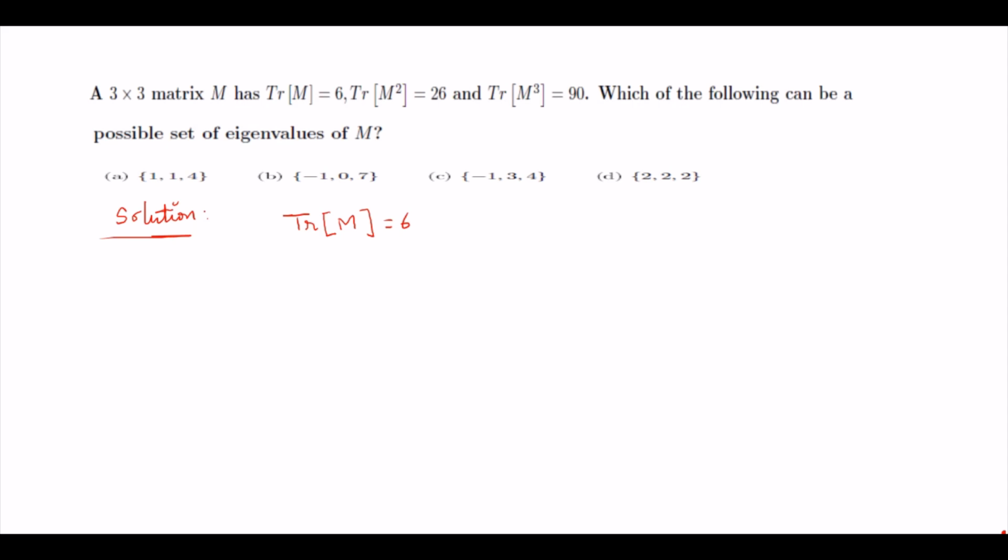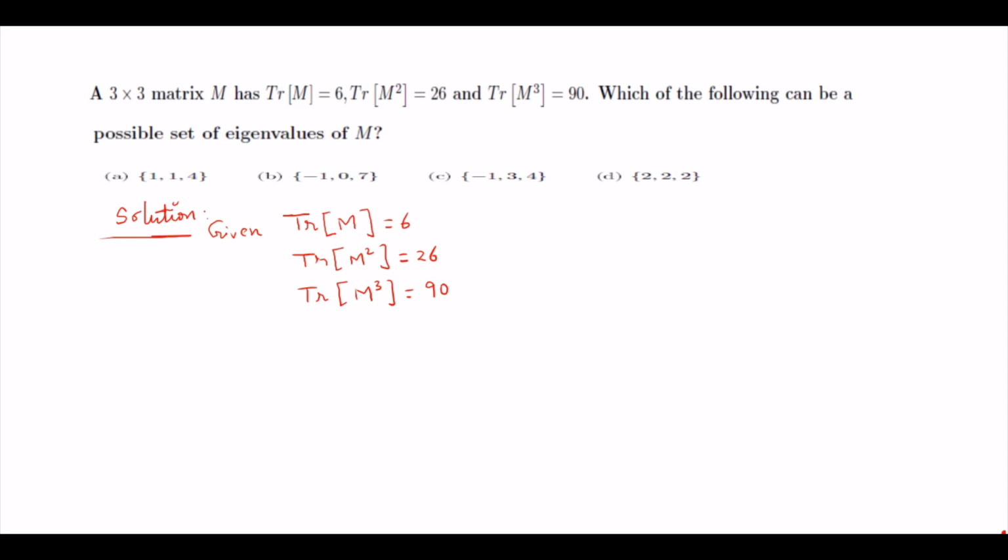So the trace of 6, this is given. So write down the first given quantities. Given trace of M is equal to 6, trace of M square that is equal to 26, trace of M cube that is equal to 90.